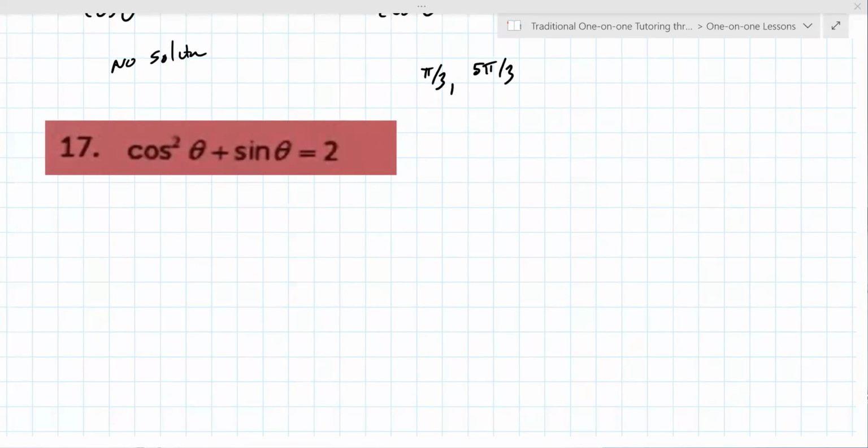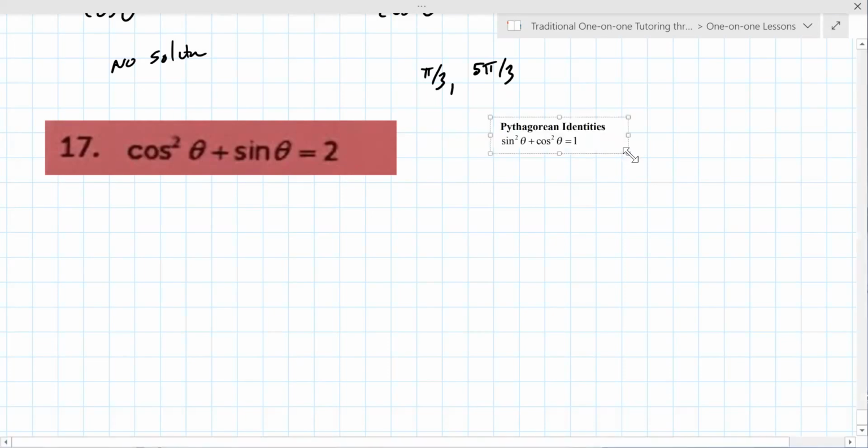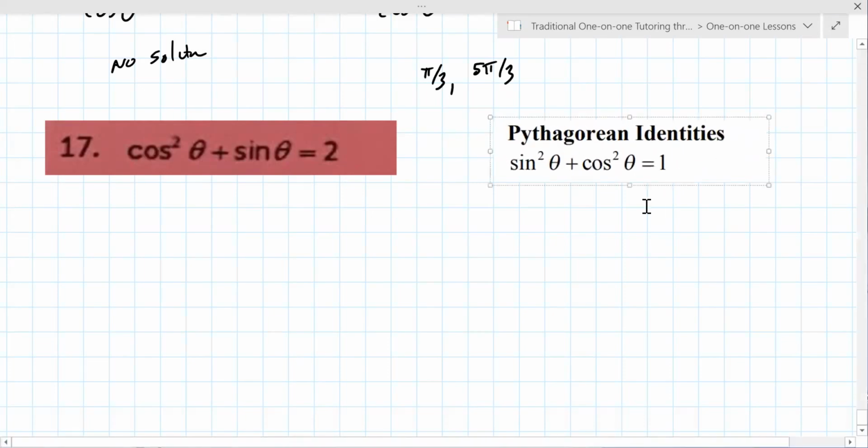All right. Whenever you see something squared, and you've got a cosine squared and a sine mixed together, you have to do something. Whenever you see squares, think identities. That first identity is the Pythagorean identity. Sometimes the question is which one to substitute for. In this case, cosine squared.